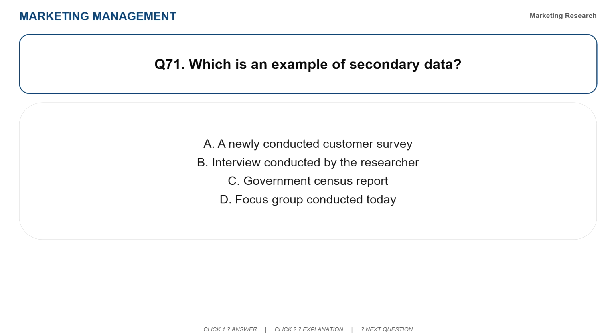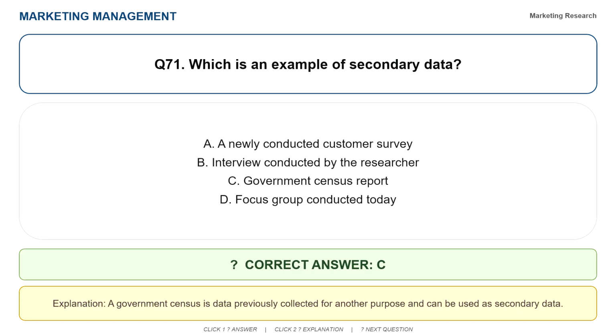Question 71. Which is an example of secondary data? Option A, a newly conducted customer survey. Option B, interview conducted by the researcher. Option C, government census report. Option D, focus group conducted today. The correct answer is C. Explanation. A government census is data previously collected for another purpose and can be used as secondary data.